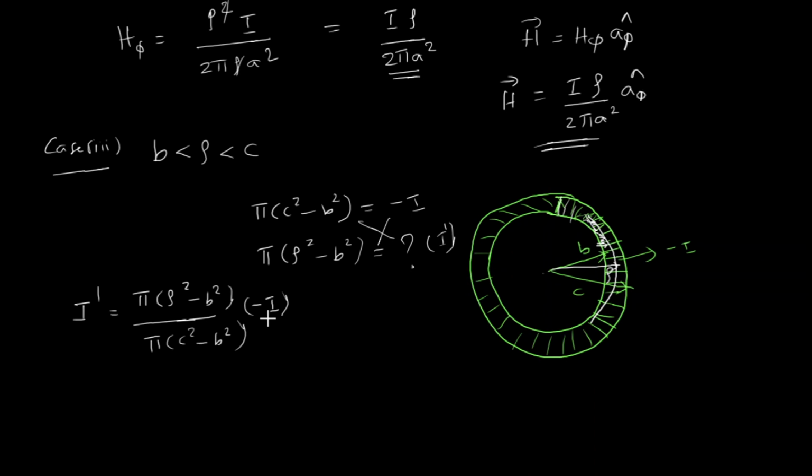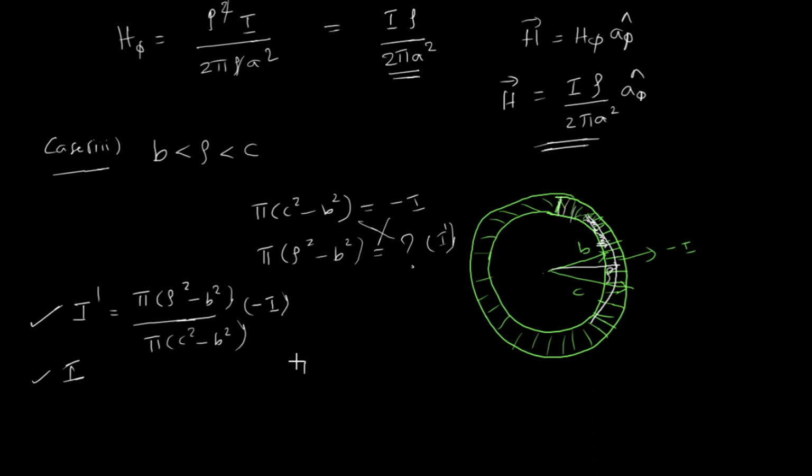But you should not forget why I wrote it as I dash and why I didn't write it as I enclosed. Because the closed path also encloses the inner conductor. That means the current flowing through the inner conductor is also enclosed by this path which I am trying to evaluate, right? So this circular path encloses this current I dash as well as the positive I which is flowing through the inner conductor.